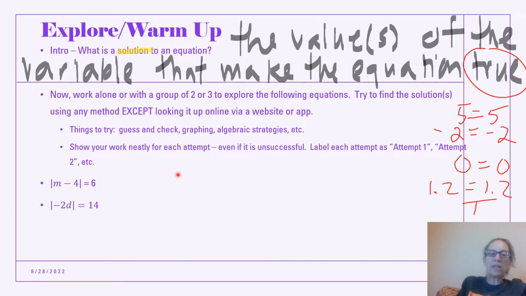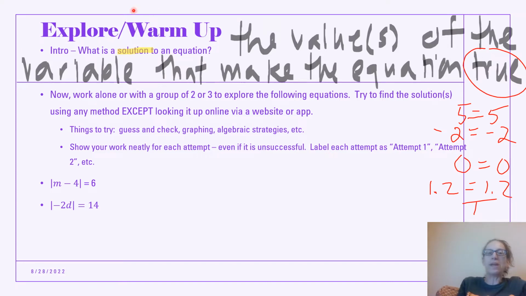Now, show your work neatly for each attempt, even if it is unsuccessful. Label each attempt as attempt 1, attempt 2, etc. So if you try one thing and it doesn't work, or you're not sure if it worked, go ahead and try something else, and just on your paper, label it. Remember, we're not afraid of getting stuff wrong. We're not afraid of having an unsuccessful attempt.